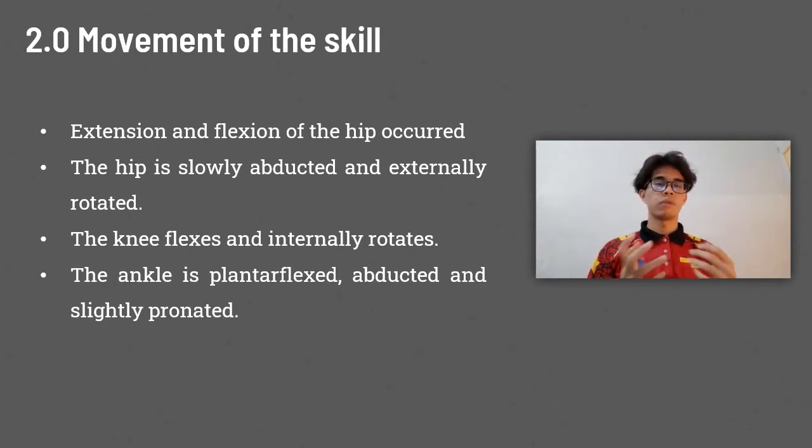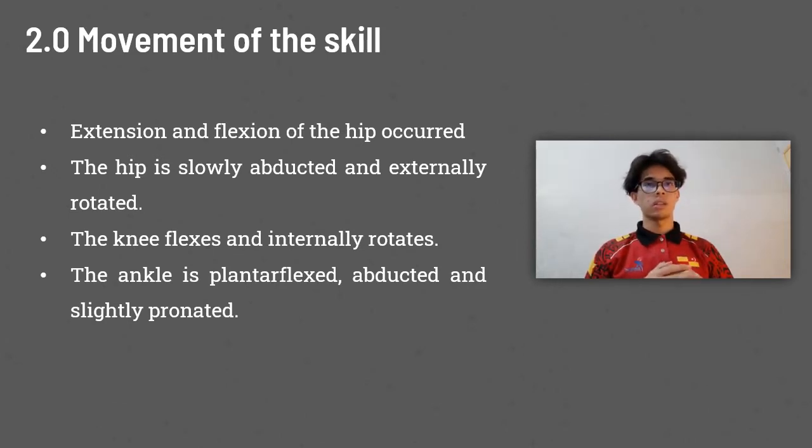So for the movement of the skill for free kick, firstly the extension and flexion of the hip occurs, and then the hip will slowly be abducted and externally rotated. The knee flexes and internally rotates, while the ankle is plantar flexed, abducted, and slightly pronated.